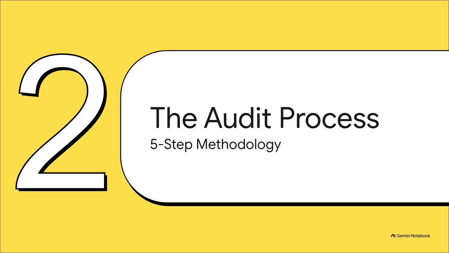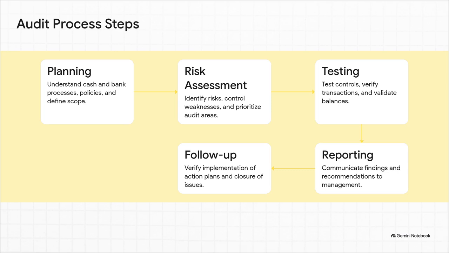Let's move on to Chapter 2, the complete audit process, the 5-step methodology. This methodology is how we actually execute the audit in the real world. Step 1 is planning, where we understand the processes, policies, and controls and define our scope and objectives. In a corporate environment, this literally means requesting all treasury manuals before we even step on site. Step 2 is risk assessment. We identify risks and control weaknesses and prioritize audit areas, like focusing heavily on the physical cash desk at a retail branch.